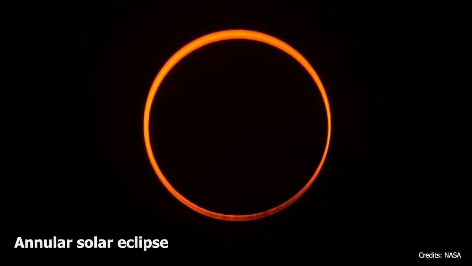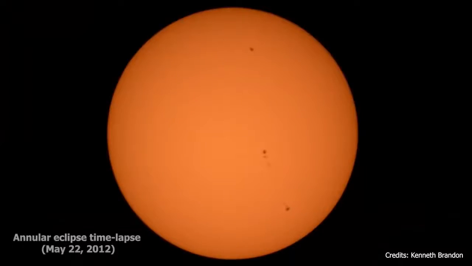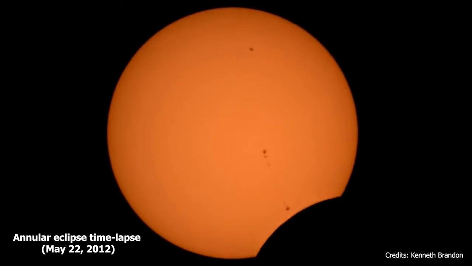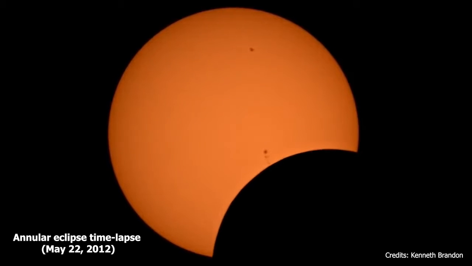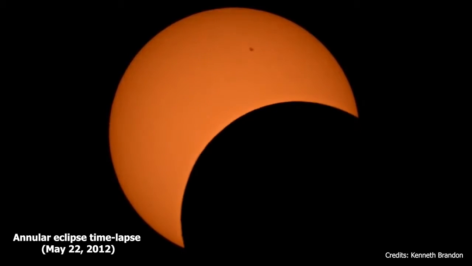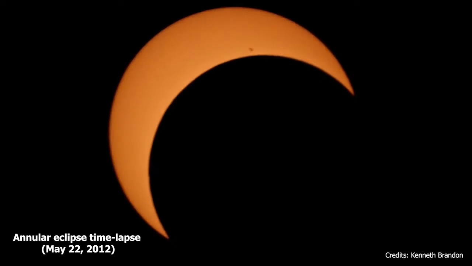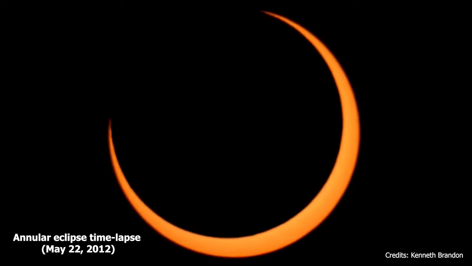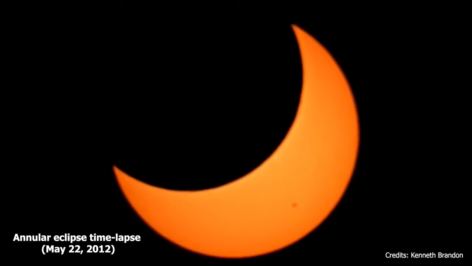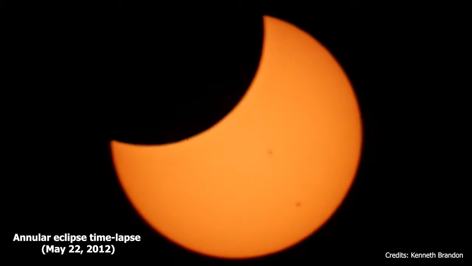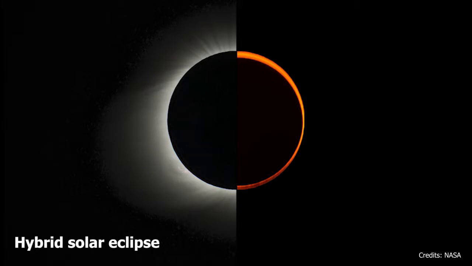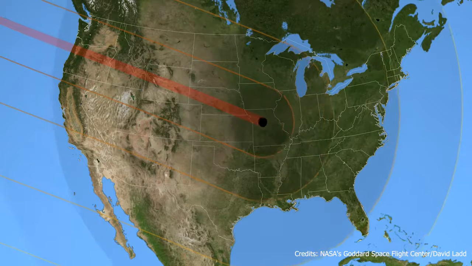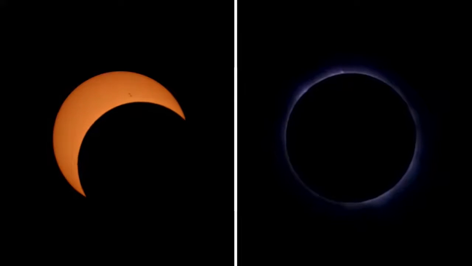The third type is an annular solar eclipse. It happens when the moon passes directly in front of the sun but is positioned too far away from the Earth to cover the sun completely. This produces a glowing ring around the moon's silhouette. Because of this, the annular eclipse is sometimes called the Ring of Fire eclipse. The fourth type is a hybrid eclipse, a combination of 2 types of eclipses. Depending on the observer's location, a hybrid eclipse will look like an annular eclipse or a total eclipse.